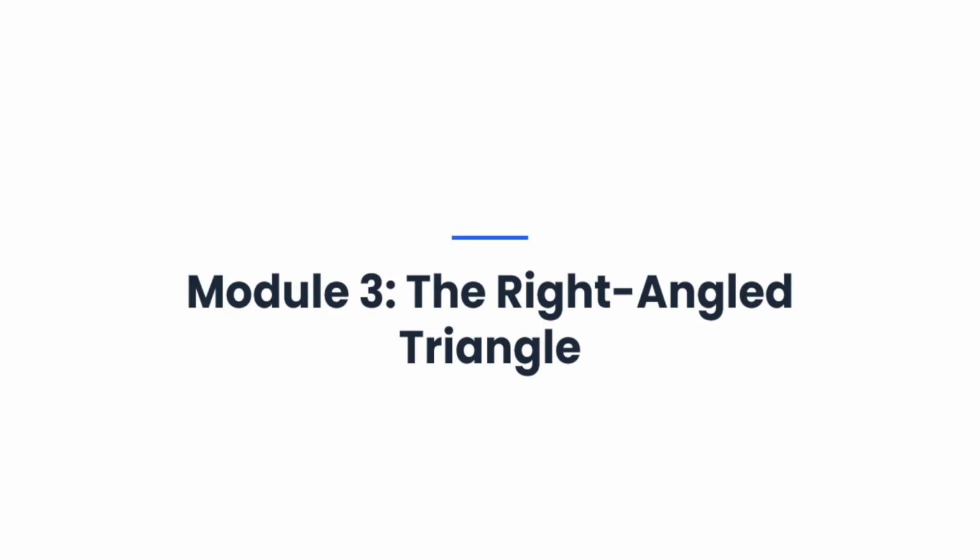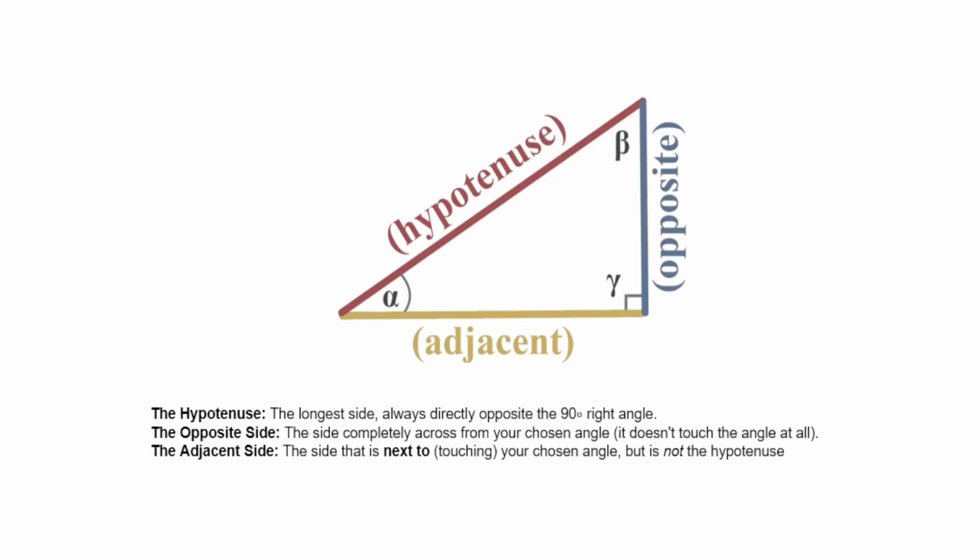The next fundamental shape in geometry is the right-angled triangle. A right-angled triangle is simply a triangle in which one angle measures exactly 90 degrees. Because of this special corner, it unlocks some of the most powerful rules in mathematics, rules that engineers, architects, and animators use every single day. Before we do any maths, let's learn or revise the names of the sides because they matter a lot.